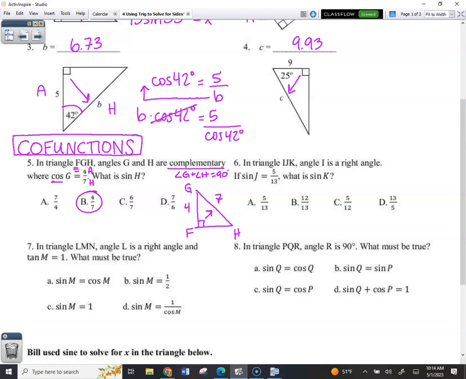Okay, let's go to the next one. In triangle IJK, angle I is a right angle. Now this time they flat out told us, right? We have IJK, and angle I is the 90-degree angle. If sine of J is 5/13, what is the formula for sine?